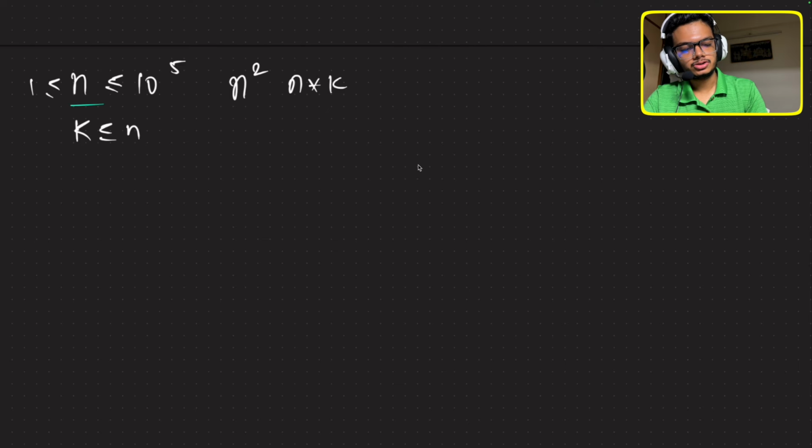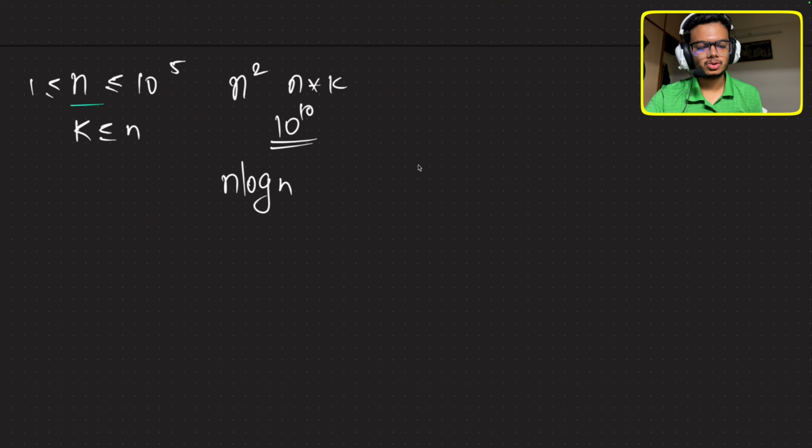Because this is going to consume what? 10 power 10 operations, which are definitely higher than 10 power 8. So in 1 second, you cannot do more than 10 power 8 operations. Okay, so if you cannot do this, then we definitely have to think about n log n, k log k, or n log k, and so on and so forth, right? So we have to do something better than this.